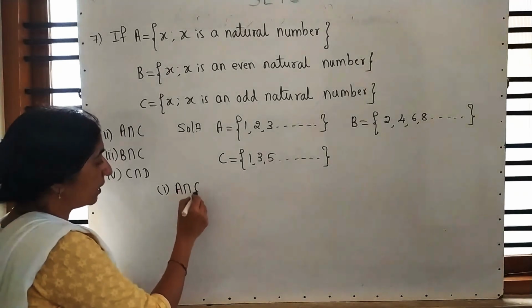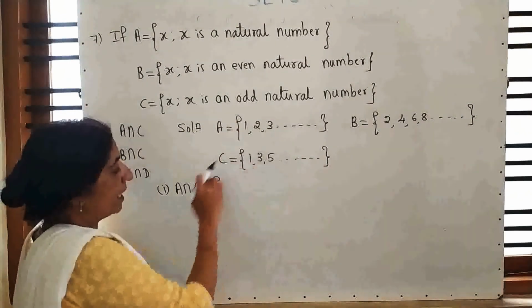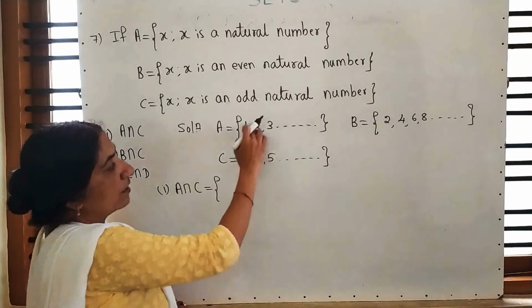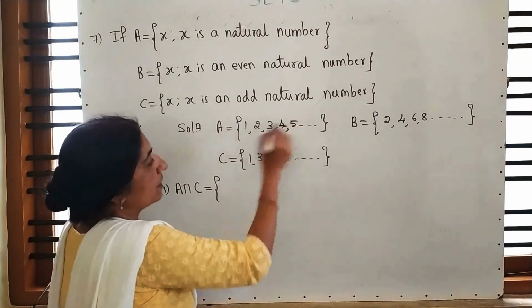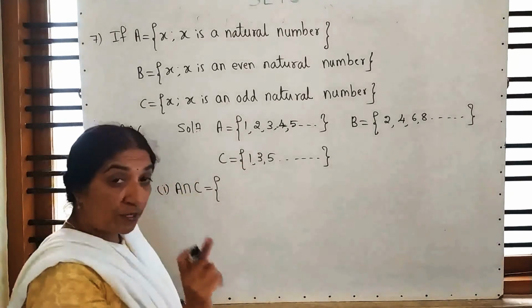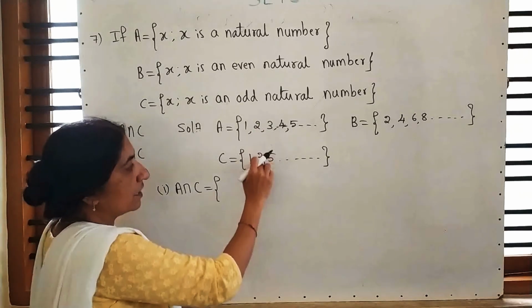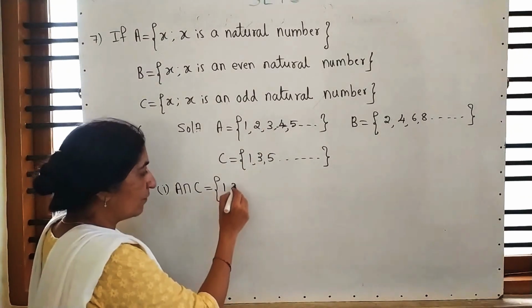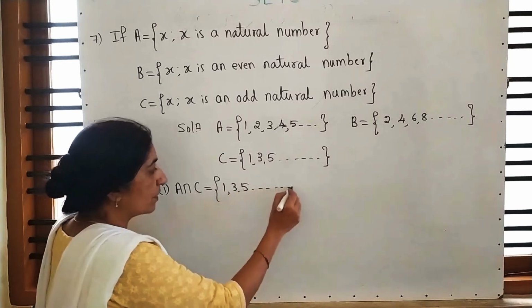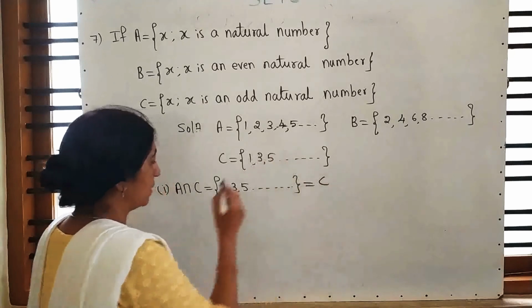A intersection C. We have to write only the common elements in A and C. Of course, the common elements in A and C are only odd numbers. One is present in both. Common means it must be present in both the sets. And 3, 5, like that. That means we have only the odd numbers common. That means it is nothing but set C.